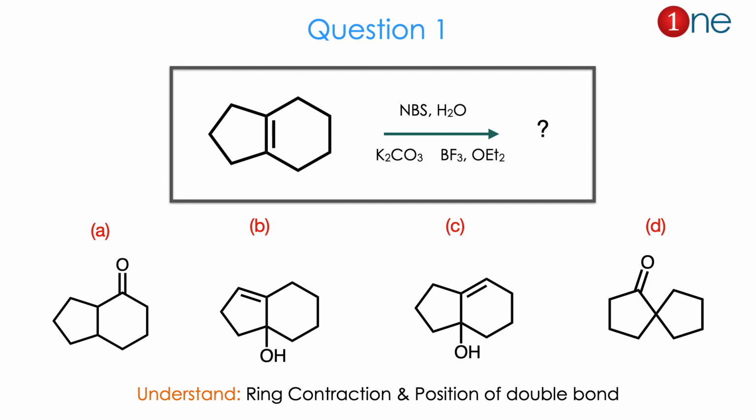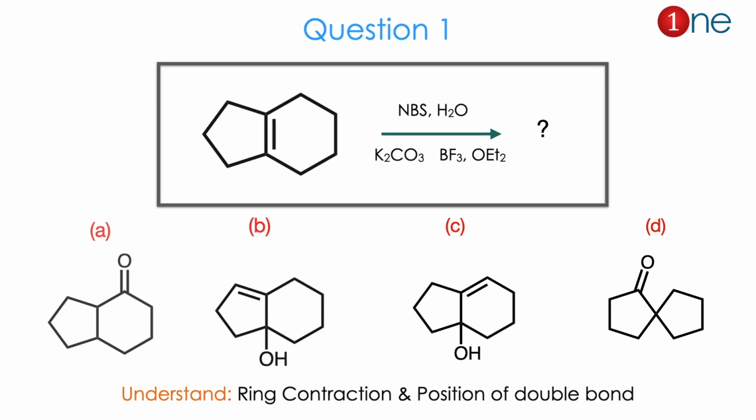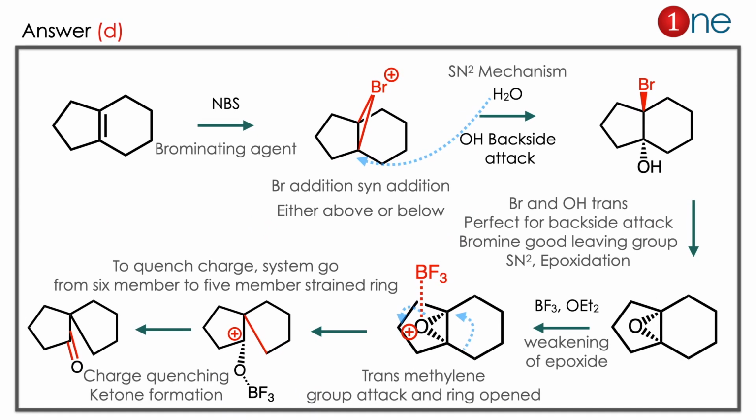So from the question, answers and reagents, you might understand the ring contraction possibility as well as the position of the double bond is the real question. The answer is D. Let us see how.